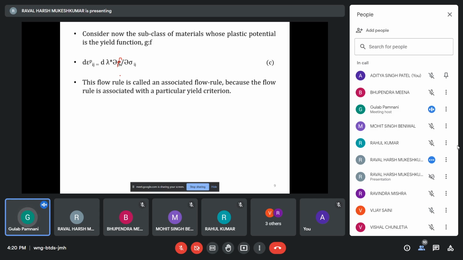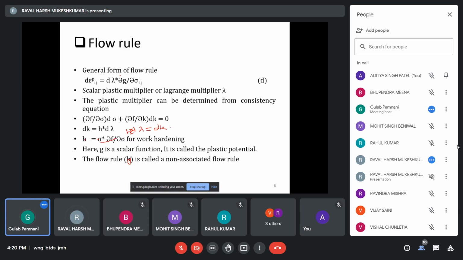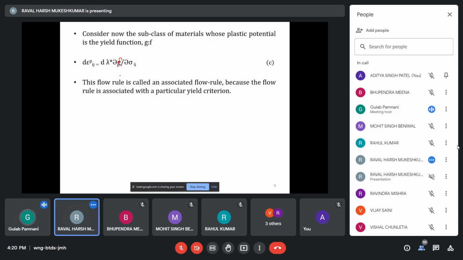The last statement, what do you want to convey? What do you want to convey? What is it saying? Yes sir. In this equation, equation D, this is for the general form. Now, if the plastic potential surface coincides with the yield surface, then we can replace the G with F. Fine, that is fine. Last statement, last line.